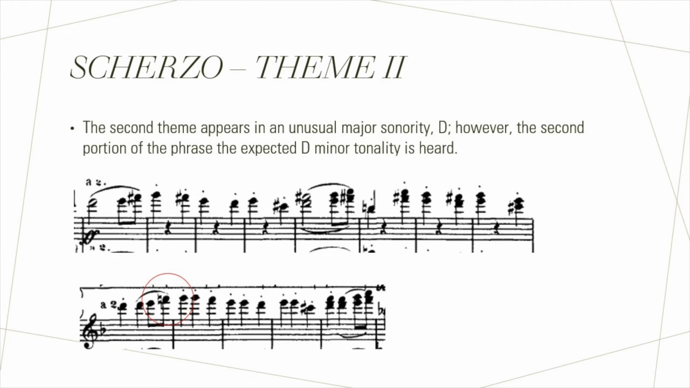One would expect that the second theme within the recapitulation appears in its tonic key, which would be D minor. However, here we can observe that Beethoven introduces it in the sonority of D major with a slight modulation of one note to go to D minor in the second phrase.